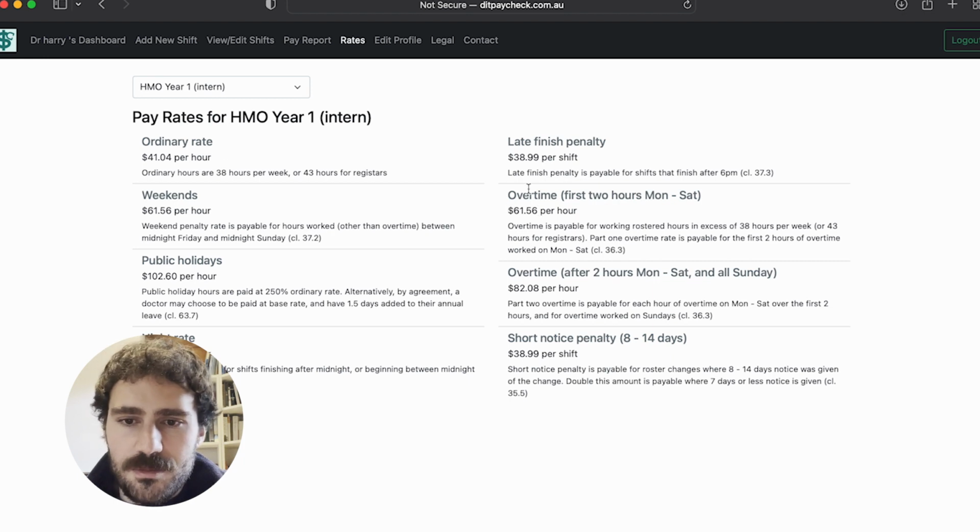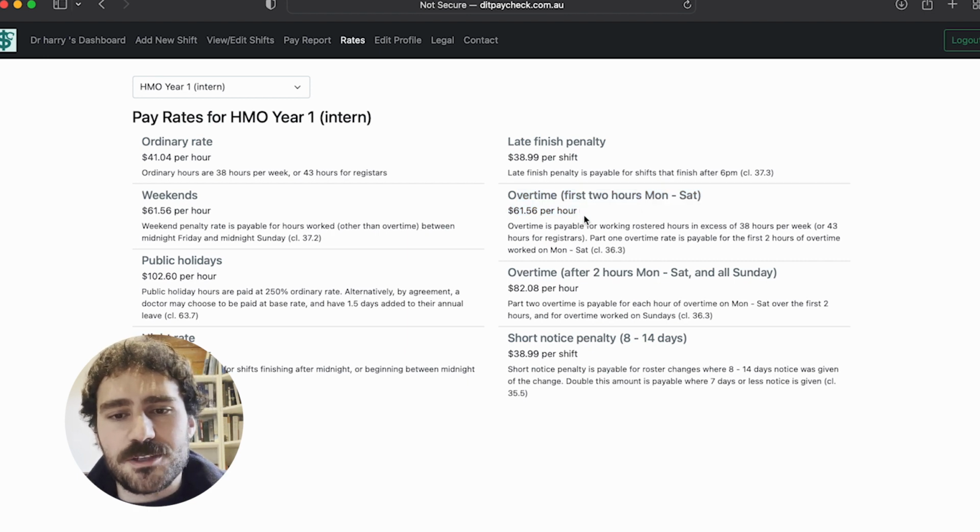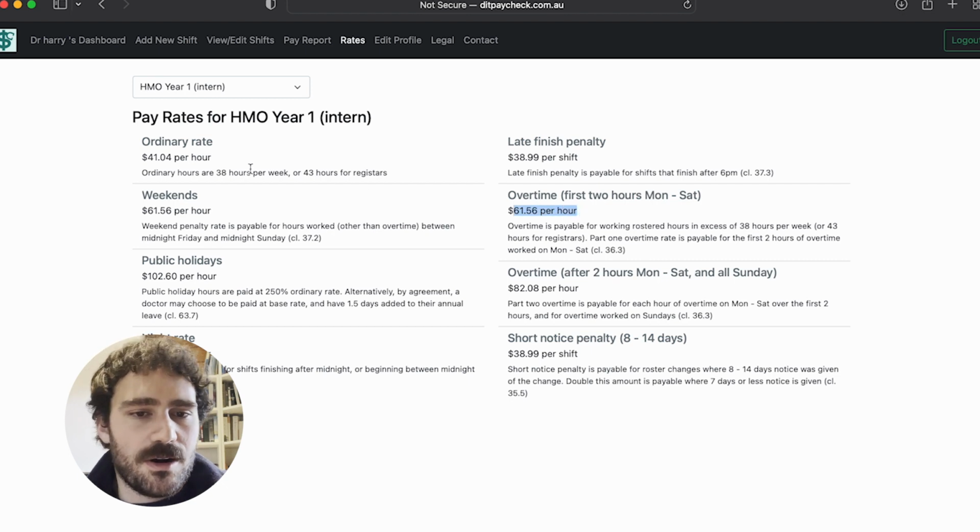And yeah, as I said, for the overtime, the first 2 hours are paid at 1.5 times the amount of the base rate. So $61.56 per hour is 1.5 times that. And overtime after the first 2 hours, you get paid at double the rate.